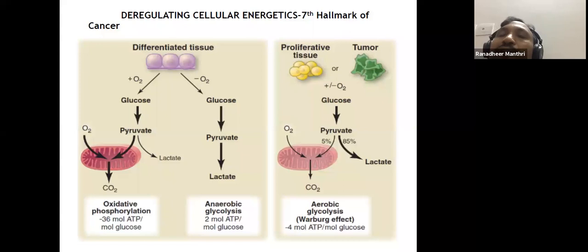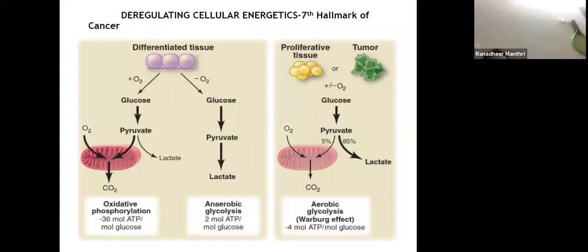This is in differentiated tissue or in a normal tissue. In the presence of oxygen, glucose is converted into pyruvate. The pyruvate predominantly enters into the Krebs cycle. Pyruvate converts into acetyl-CoA, and acetyl-CoA enters into the Krebs cycle, where carbon dioxide is released. This is called oxidative phosphorylation. One glucose molecule will give 36 molecules of ATP. Whereas in absence of oxygen, in the same tissue, glucose is converted into pyruvate, and the pyruvate is converted into lactate. This is called anaerobic glycolysis. This is the normal tissue.